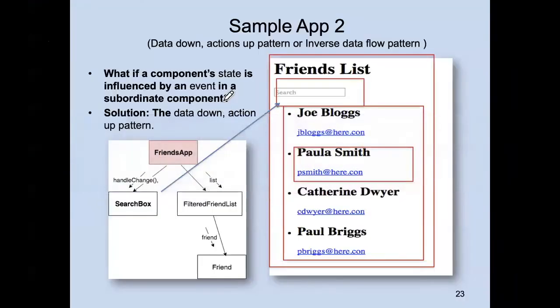So that's the data down, action up pattern. And I think I'm just showing you excerpts from the code in this slide here. So again, the use case is you've got a stateful component, but the changing of that state variable is triggered by an event that happens in a subordinate component. In our case, the subordinate was immediately below the stateful component, but it could be further down the hierarchy.